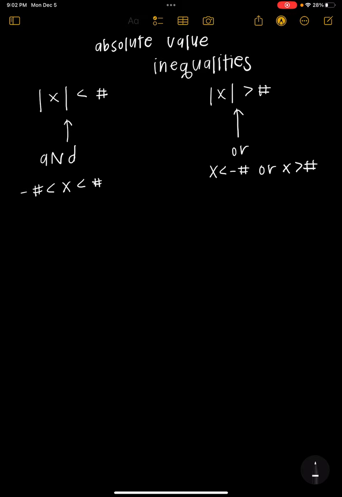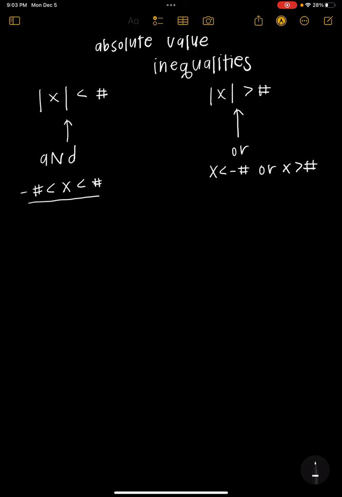So this is going to get a little bit confusing, but on the left side of my screen I have the absolute value of x is less than some number. So when you have an absolute value that is less than some number or less than or equal to some number, it's considered an and inequality, or an and compound inequality. And so you're going to end up with some answer that looks like this, where you have the negative version of the number is less than x is less than a number.